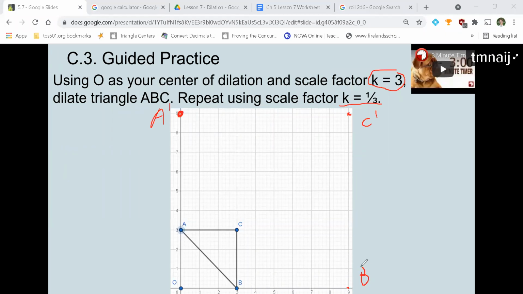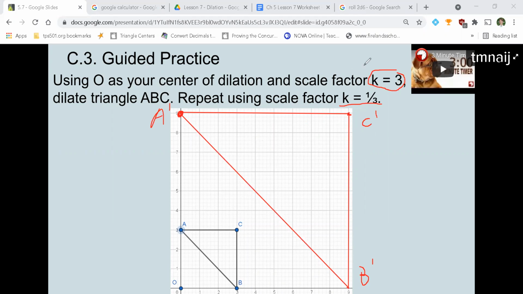And so you get this really big triangle. Notice that it's the same shape as the original. It's still a right triangle. It's just really big.